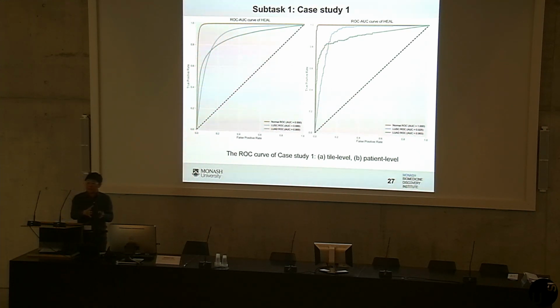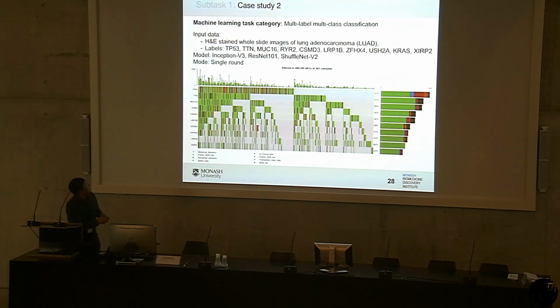And for the patient level, we need to summarize the prediction outcome at the tile level in order to make the final diagnosis, whether this patient contains cancerous tissue or not from the image. So the performance would be much higher at the patient level than the tile level. And another case study is that the HEAL package also enables users to make the prediction whether this image contains the gene mutation or not.